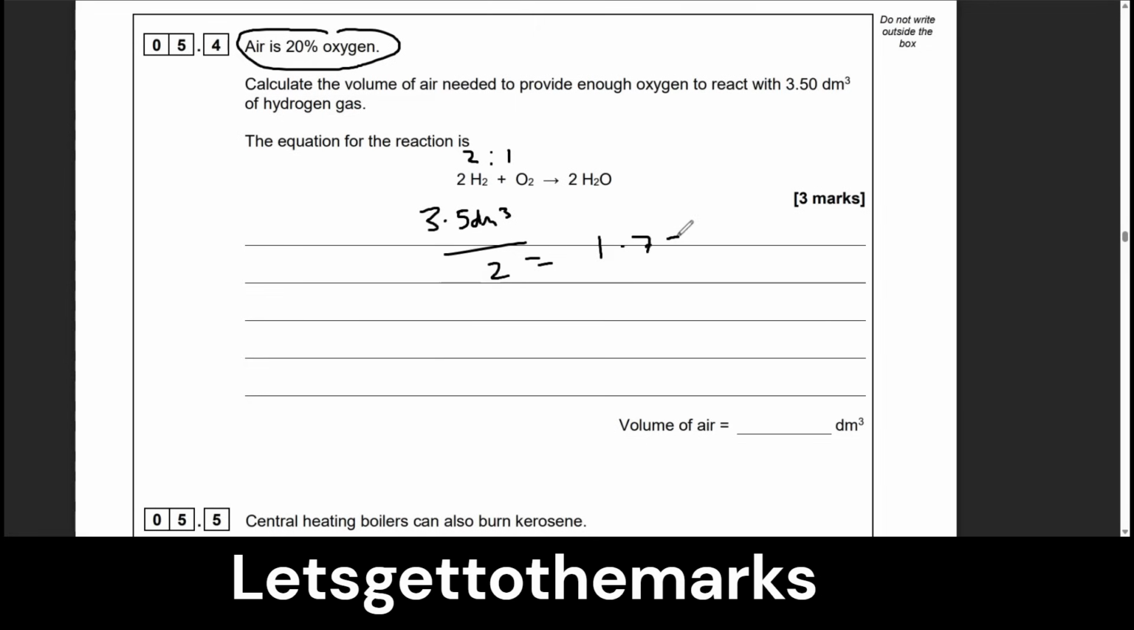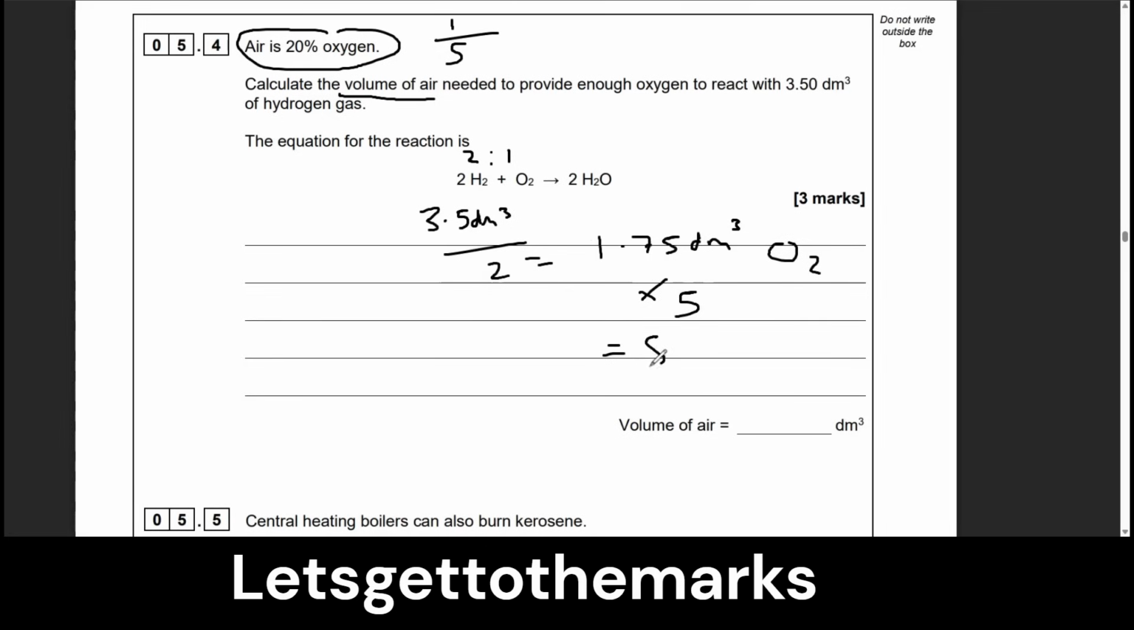And this will have got you hopefully 2 marks out of the 3. So you're going to need 1.75 decimeters of oxygen. However, it's asking us not for how much oxygen, it's saying calculate the volume of air needed. Now, bearing in mind this is 1/5 of air, I'm going to need 5 times that amount of air. So how much air would give me 1.75 oxygen? Well, bearing in mind that's only 20%, I need 5 times that amount of air. So I'm going to times by 5, and that's going to give me the volume of air.